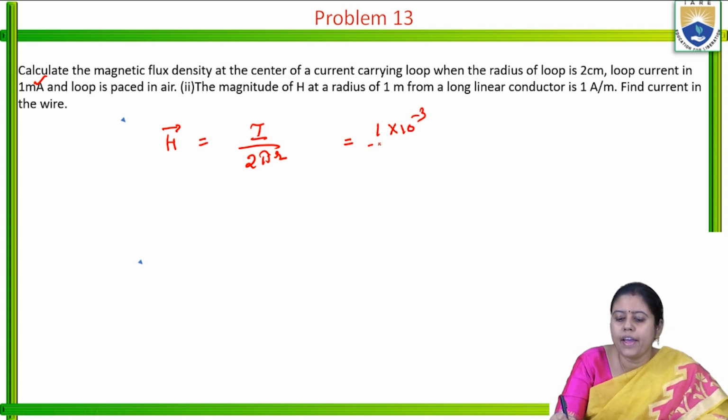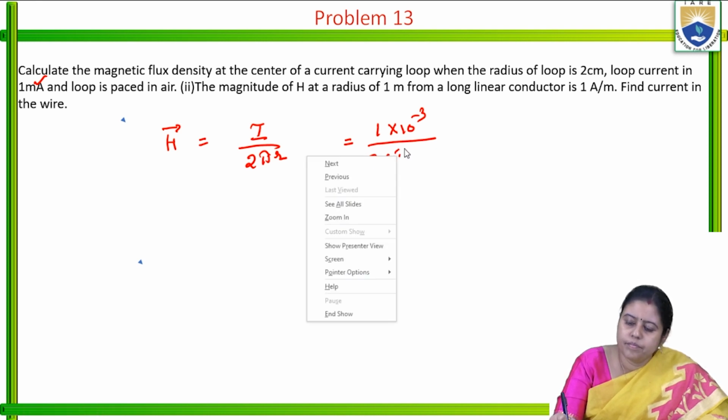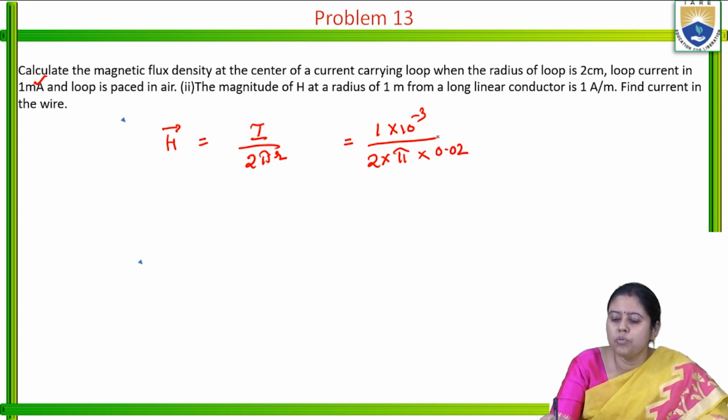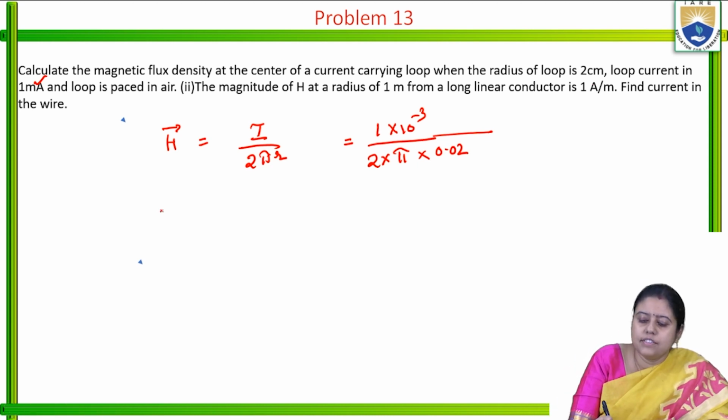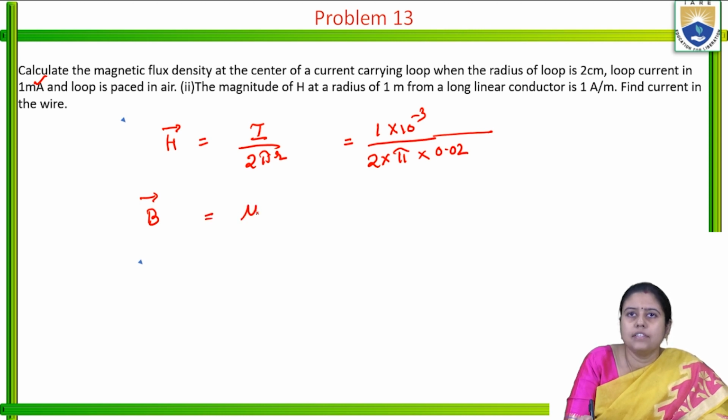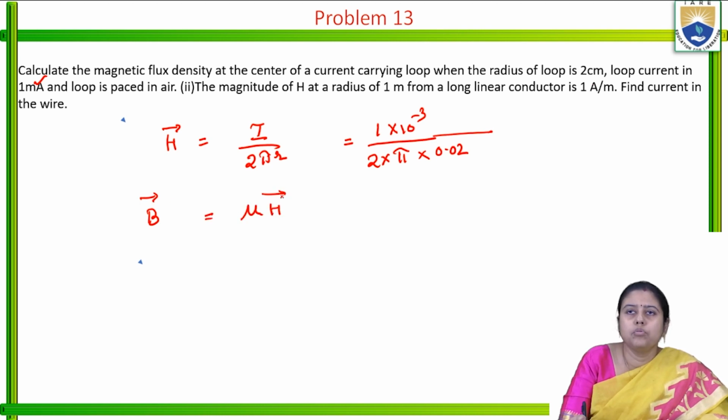What is 2 pi r? 2 pi r. What is the r? R value is given as 2 centimeter. So we will get the value of the H. We have to calculate the magnetic flux density. So what is magnetic flux density? Magnetic flux density is equal to mu into H.